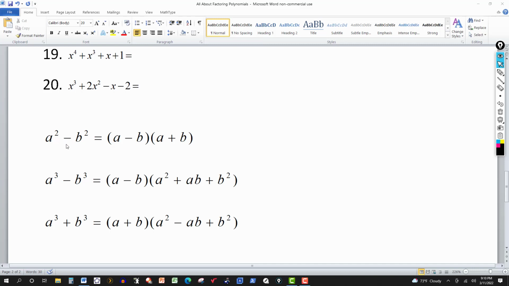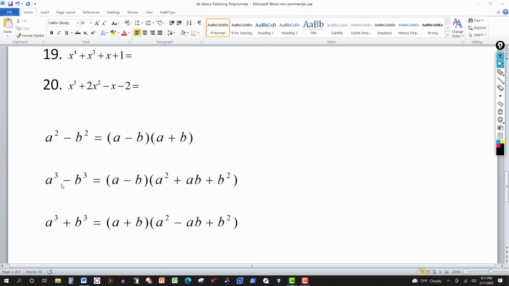a squared minus b squared. This formula tells you anytime you have the difference of 2 squares, one factor will be the difference of the square roots. The square root of a squared is a, the square root of b squared is b, and the other factor is the sum of the square roots. So it's the difference and the sum of the square roots. a minus b times a plus b gives you a squared minus b squared. We looked at that in an earlier video.